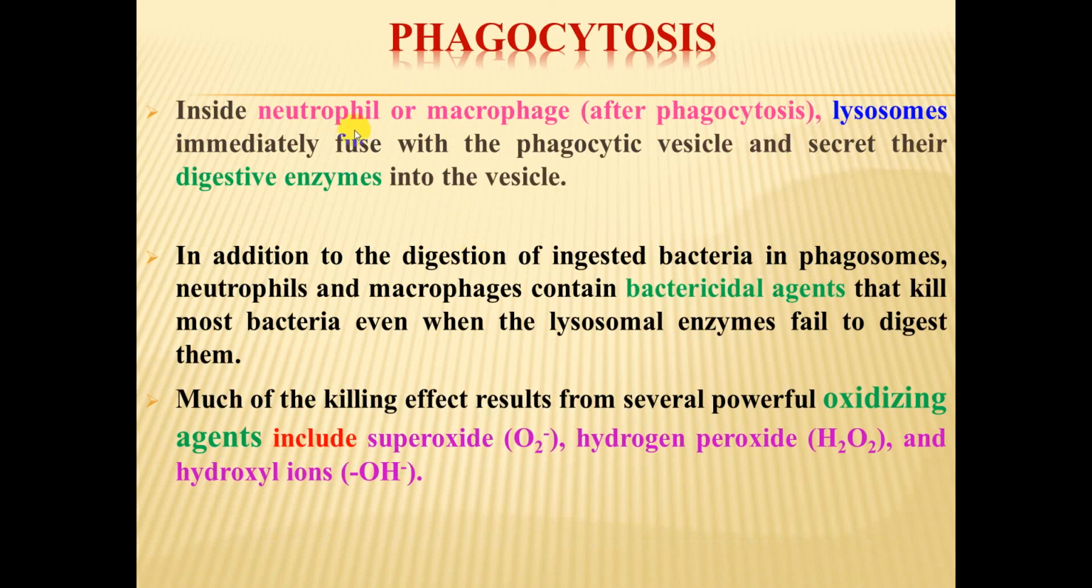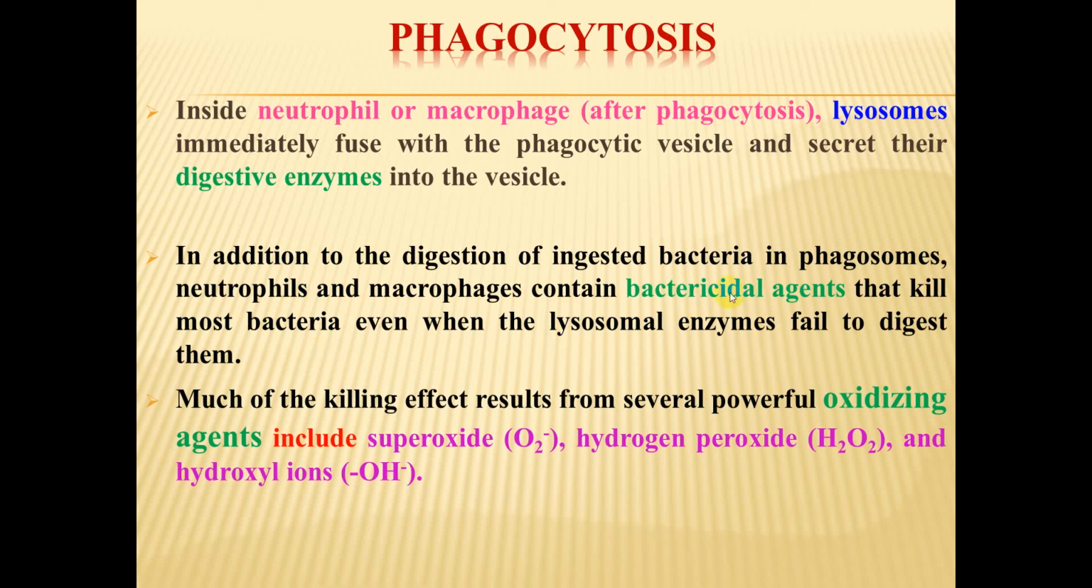Inside both types, neutrophil and macrophage, after phagocytosis, lysosomes immediately fuse with the vesicle and release digestive enzymes inside the vesicle. In addition to digestion of the ingested bacteria in phagosomes, neutrophils and macrophages contain bactericidal agents that kill most bacteria even when lysosomal enzymes fail to digest them.